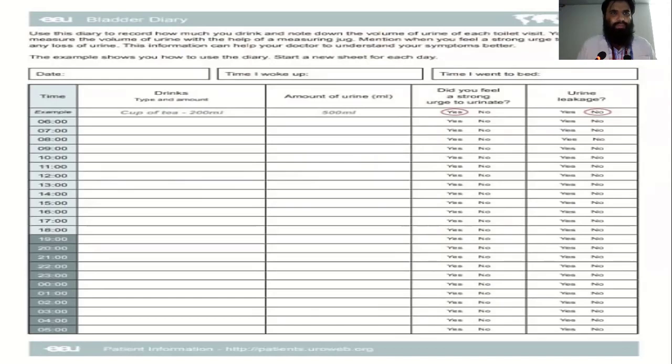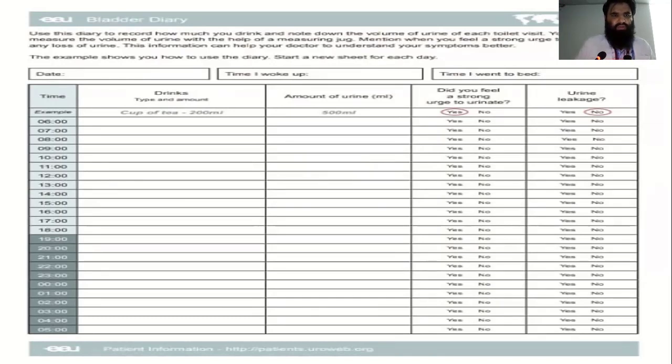Okay. Another thing is the micturition time chart. In that you only see the time of micturition. So these three things are done to see the micturition and different frequency diaries.